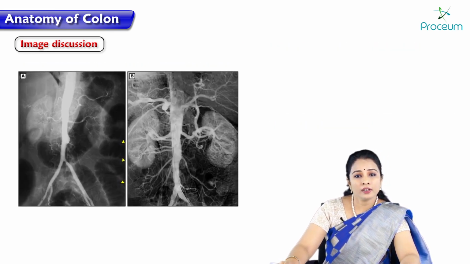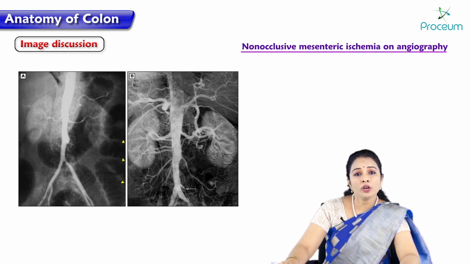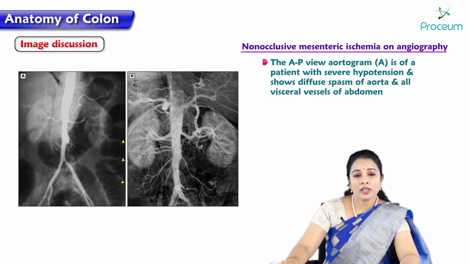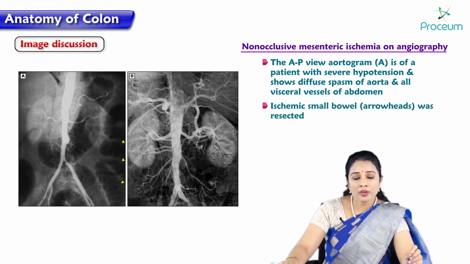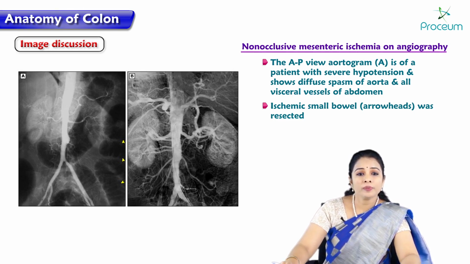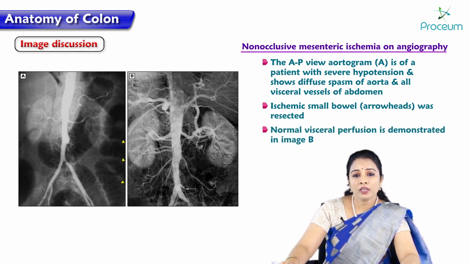And here is an angiography image showing non-occlusive mesenteric ischemia. It is an anteroposterior view of an aortogram of a patient with severe hypotension and shows diffuse spasm of the aorta and all the visceral vessels of the abdomen. Ischemic small bowel, which was resected, is shown with arrowheads in this image, and normal visceral perfusion is demonstrated in image B.